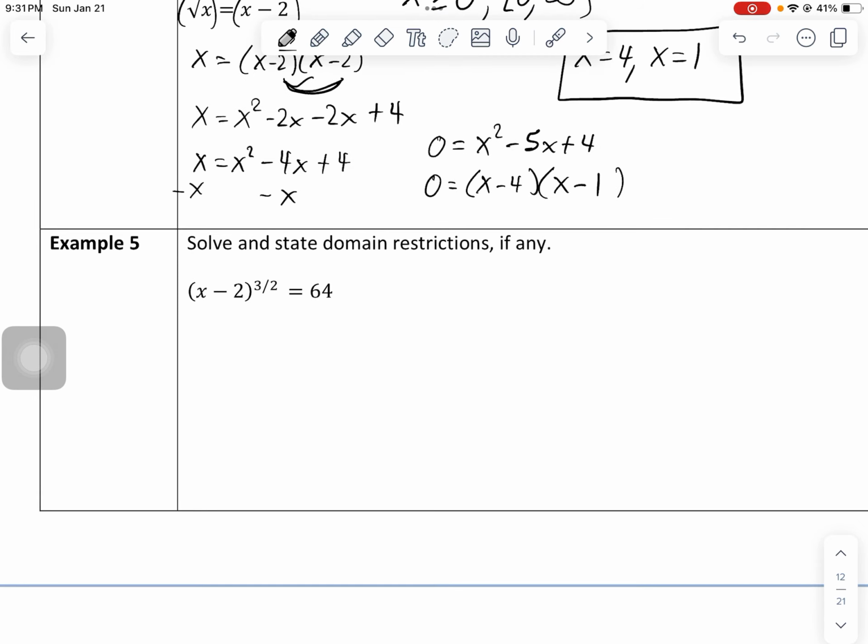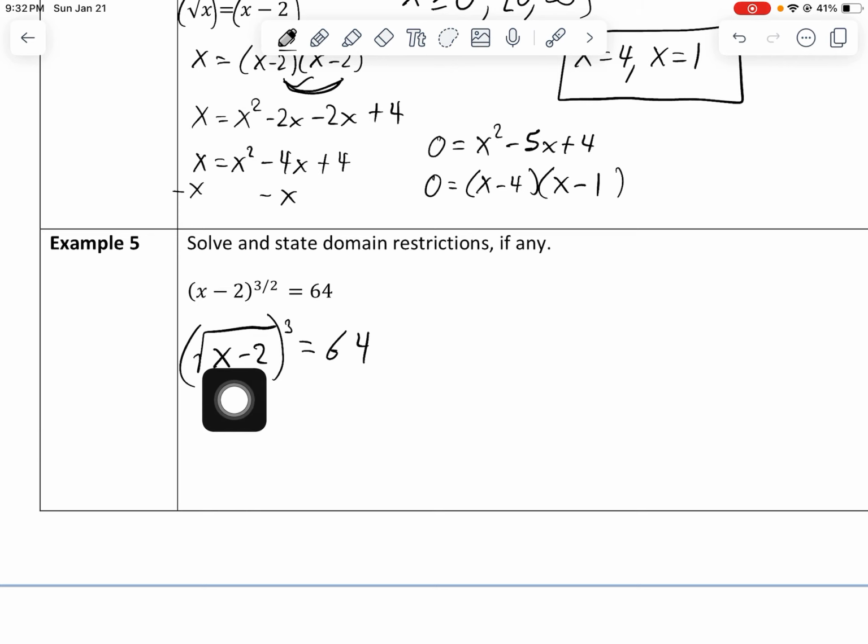Last problem here says solve and state domain restrictions if we have any. So for this one, x minus 2, and then it's to the 3/2 power. In this case, I want to write it in the radical form because when we see that radical notation, it's easier for us to think about restrictions. So remember, the denominator is your index, so this would be a square root of x minus 2. Then we could put this to the third power like this.